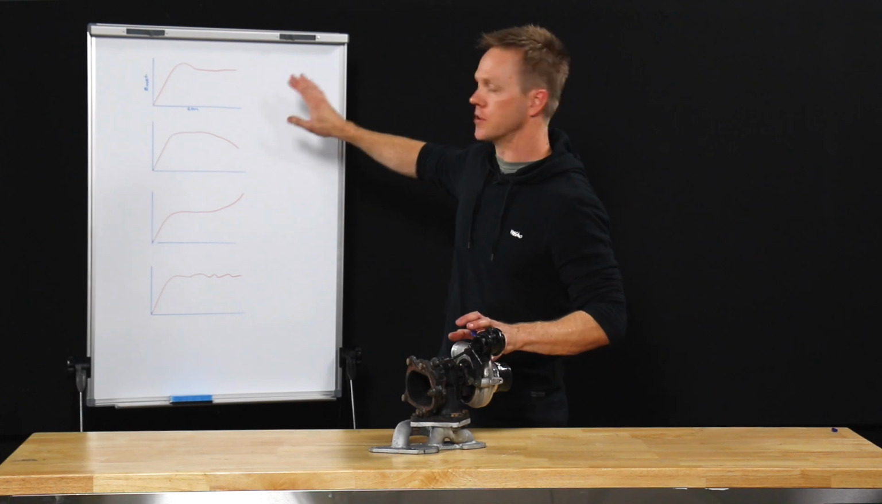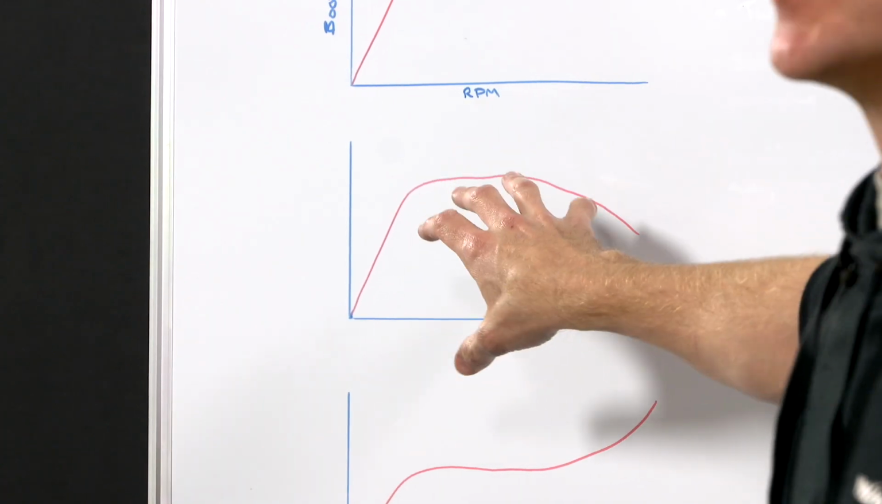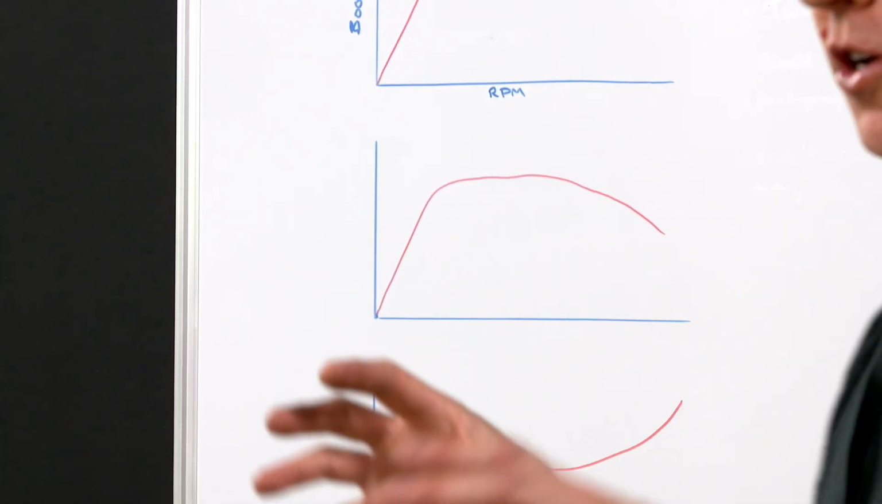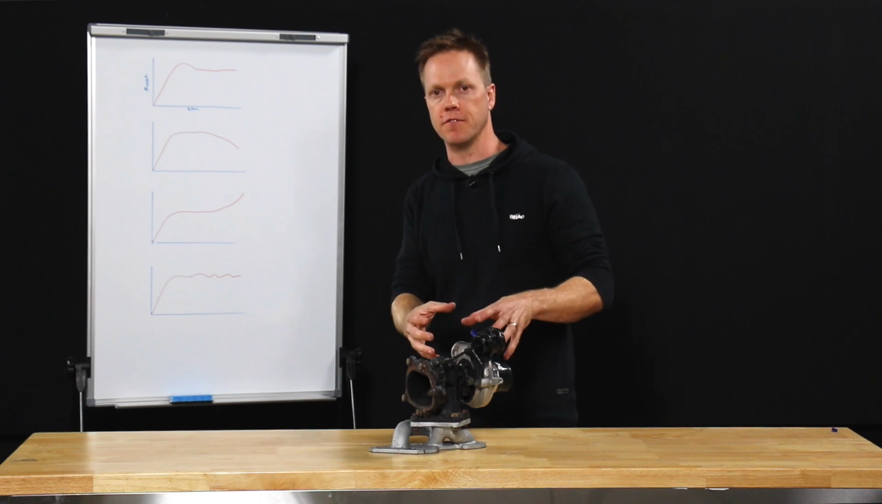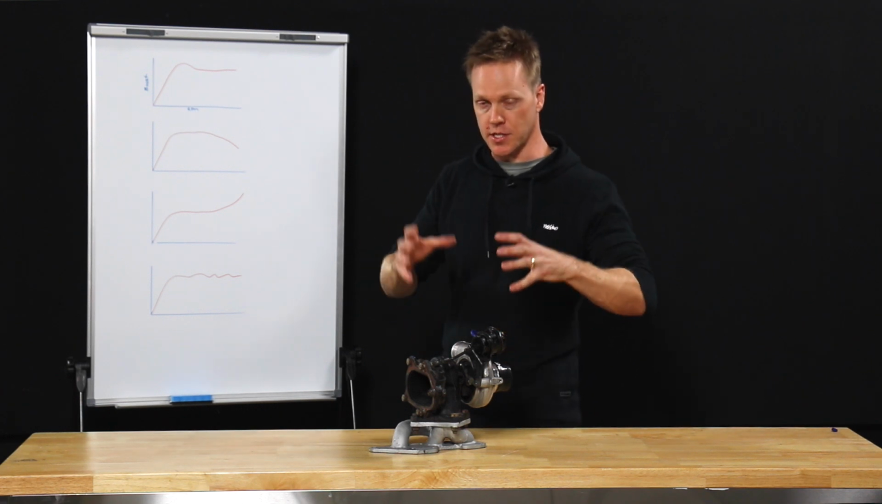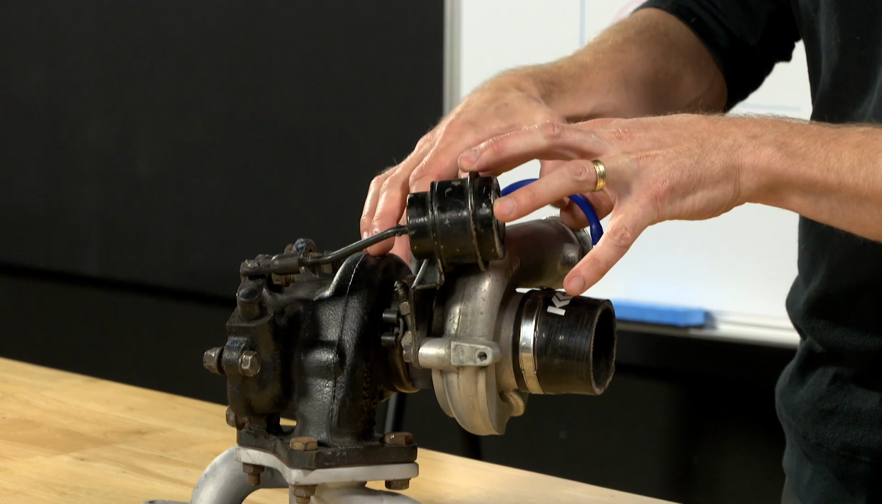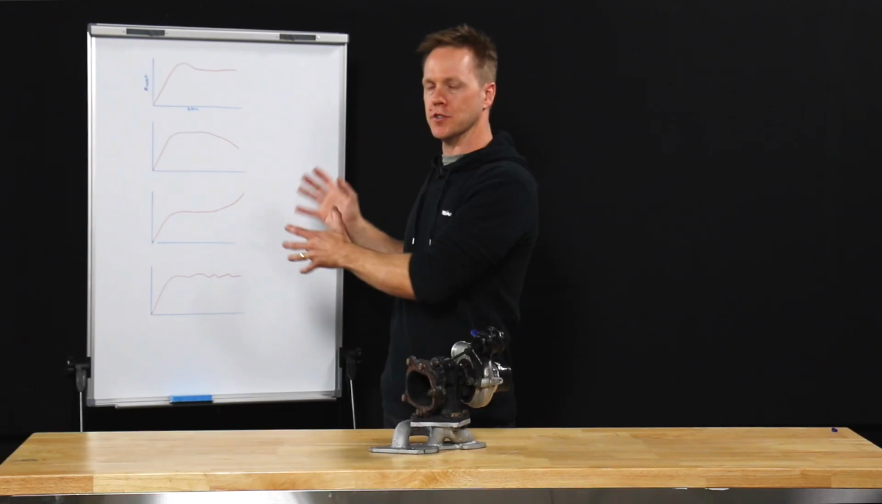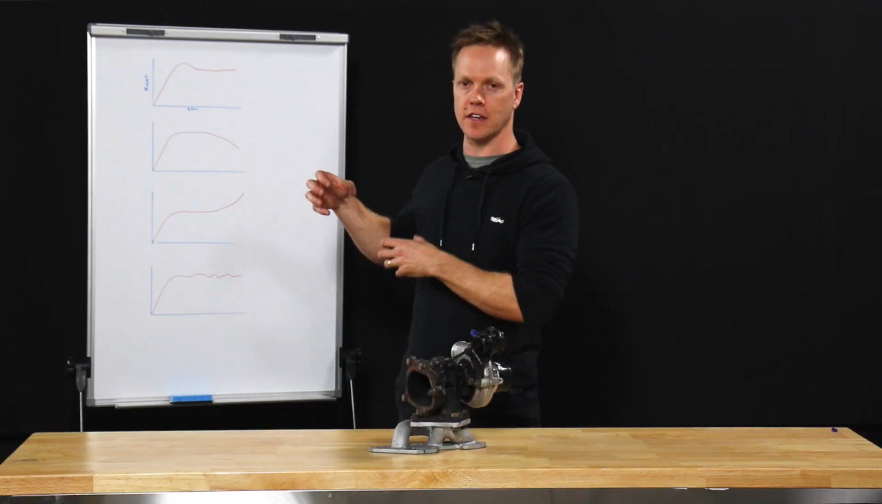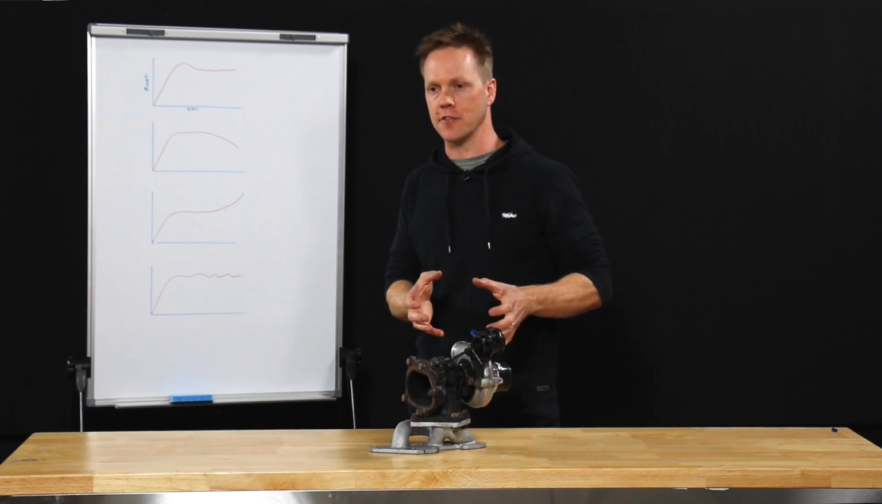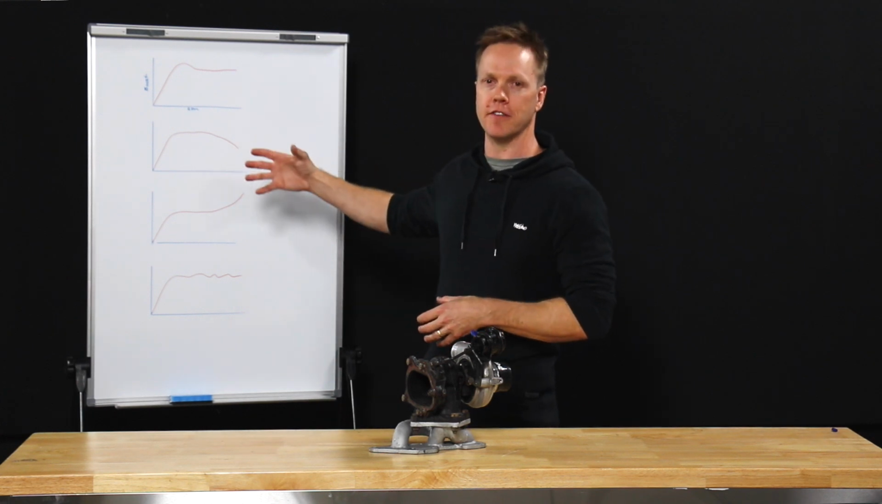Now the next one we're going to look at is boost taper. This is also fairly common and it's usually a function of the size of the turbocharger itself. Most factory turbochargers are specifically matched to the engine to give the peak boost at the most usable RPM range. So there's no point fitting a factory turbo to a car that only makes boost from 5,000 RPM.